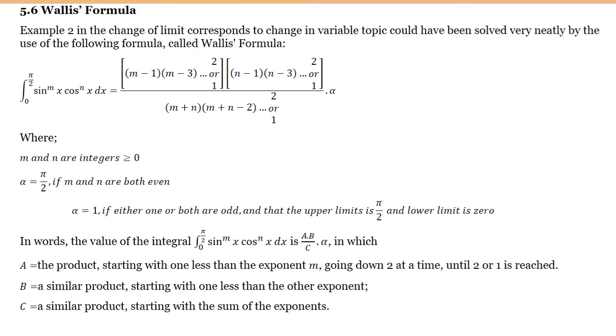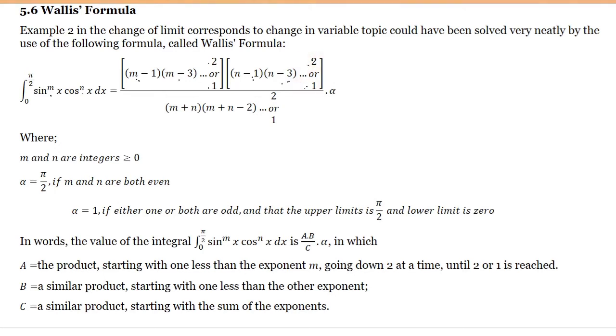of sine to the m of x cosine to the n of x dx is just equal to the product of m minus 1. Here m is the exponent of the sine, so that's m minus 1 times m minus 3 times m minus 5 times m minus 7, until you reach 2 or 1. And for the cosine exponent, n minus 1, n minus 3, n minus 5, n minus 7, until you reach 2 or 1.